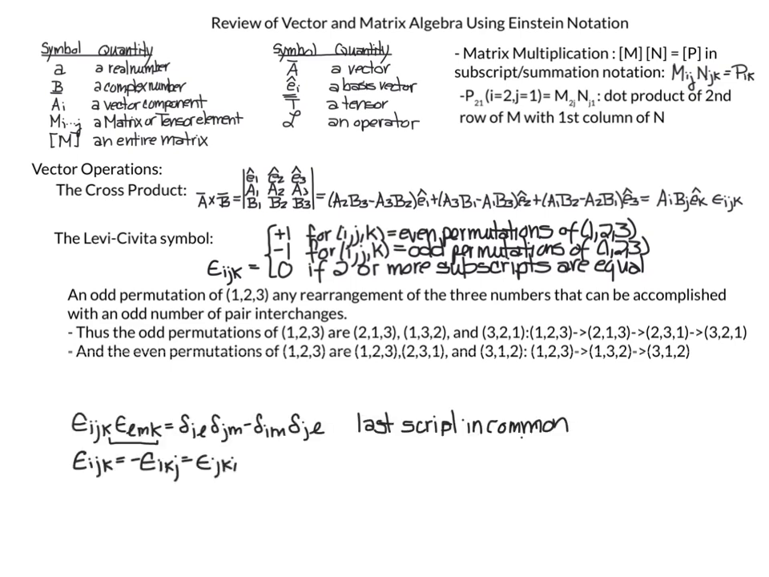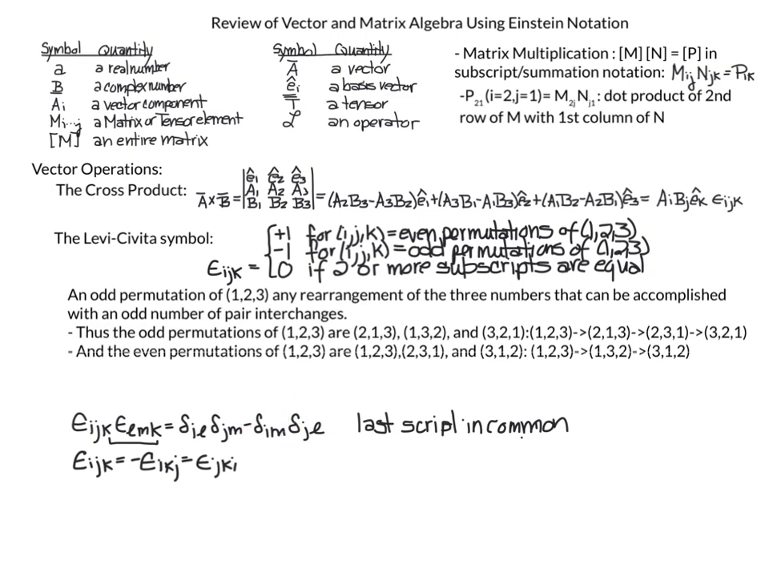There are 2 properties of the Levi-Civita symbol that are really useful. The first one is if you have 2 Levi-Civita symbols next to each other with the same last subscript. So it doesn't work if this is epsilon ijk epsilon lmn, but if the last subscript matches, so if it's k and k, then that's equal to the Kronecker delta, delta il, delta jm minus delta im, delta jl.